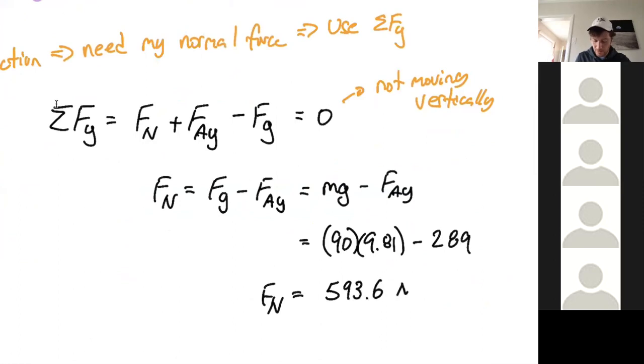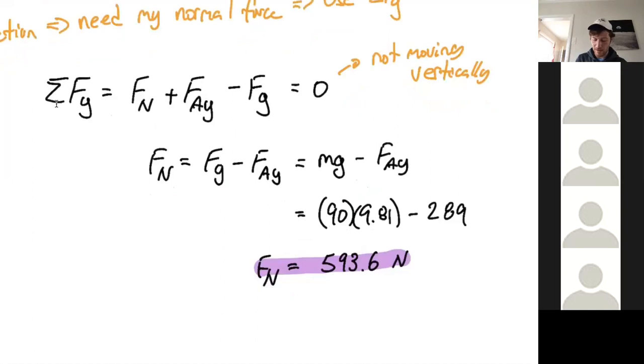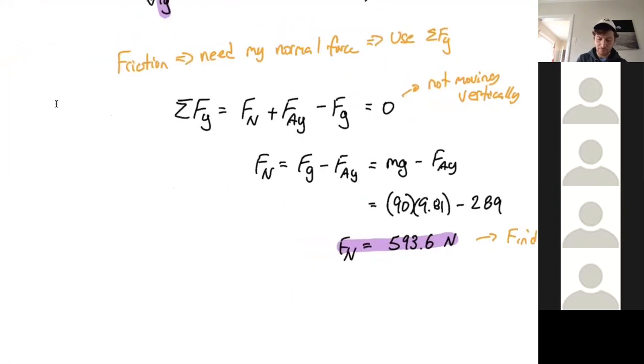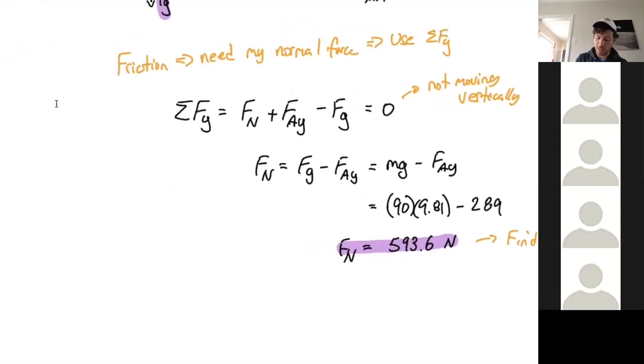593.6 according to my notes. Okay, so there is our normal force. I'm going to highlight this. It's not the answer, but just so we don't lose it. Because now that we have our normal force, my brain's always thinking one step ahead. We can find the force of friction now, and that makes us happy. We're looking for acceleration after all.